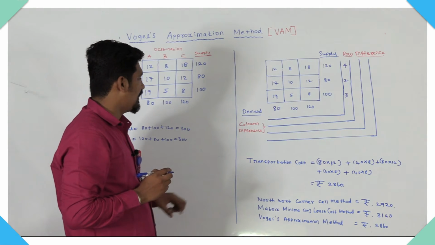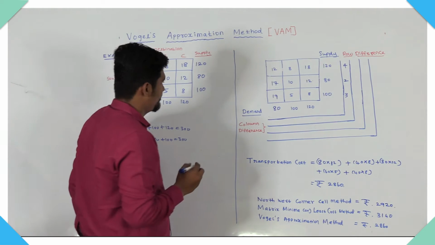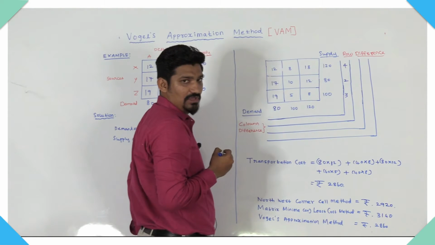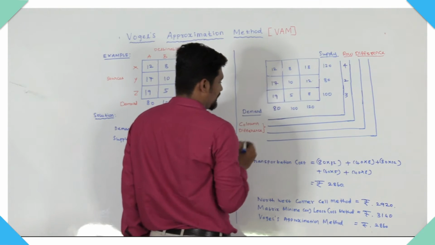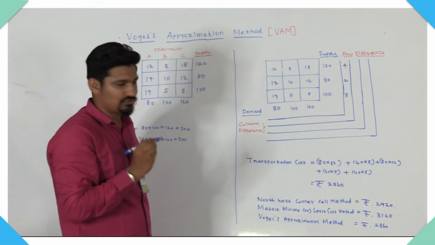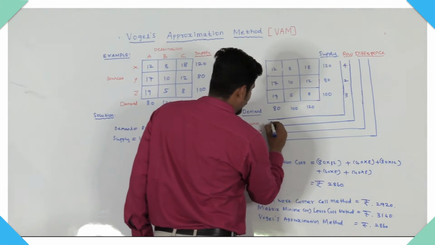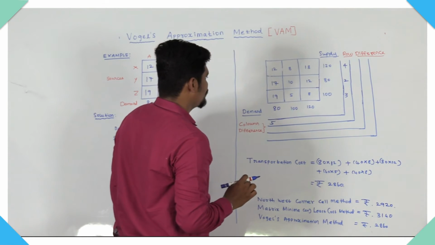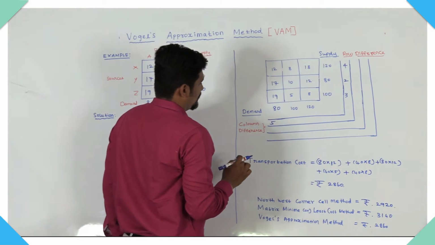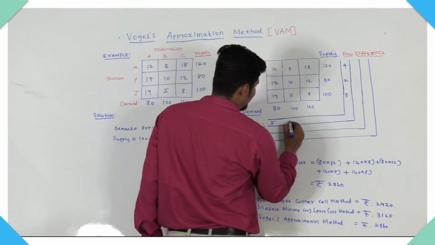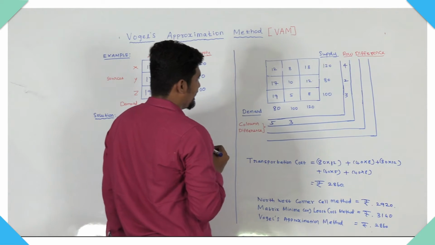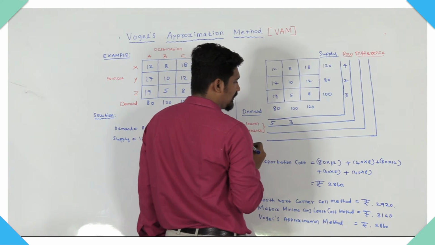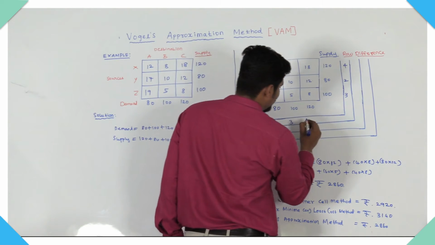Now we find the column differences. Which one is the least value in column 1? 12 is the least value and the next least value is 17. Now find the difference between these two values, that is 5. In column 2, which one is the least value? 5 is the least value. The next least value is 8. Now find the difference between these two values, that is 3. In column 3, 8 is the least and the next least value is 12. The difference is 4.